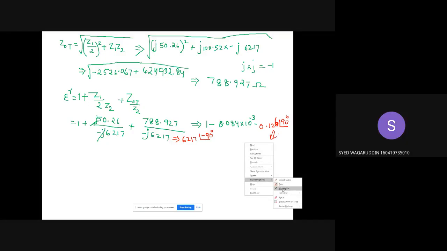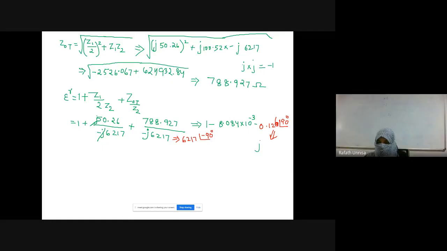j 0.126. Okay, so now what is my final value? 1 minus 8.084 into 10 power of minus 3 minus j 0.126 is my final expression. Let me write it over here.